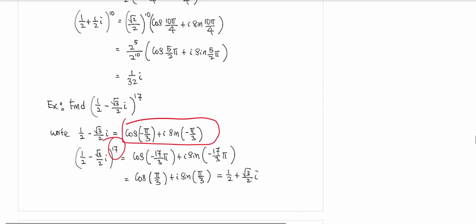So if you raise it to the power of 17, the modulus, which is 1 raised to the power of 17, is just 1. And then this angle here, you multiply 17 to this angle. That's how you get this.